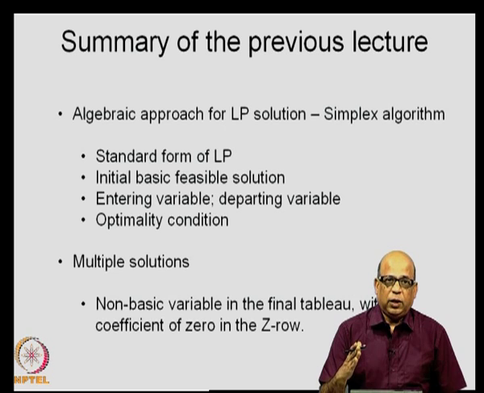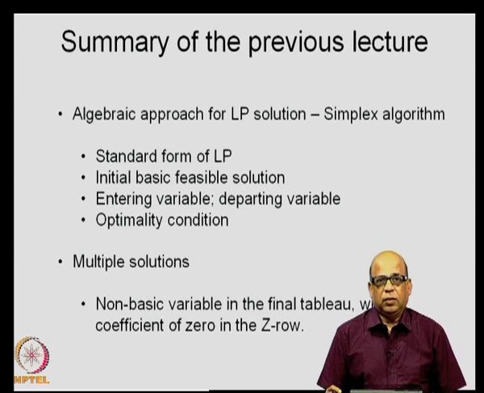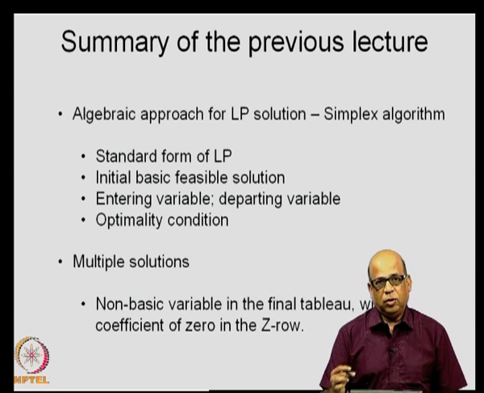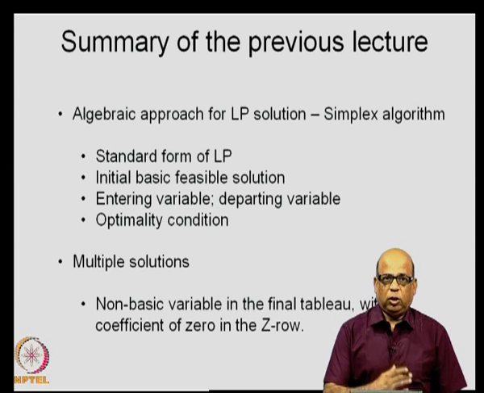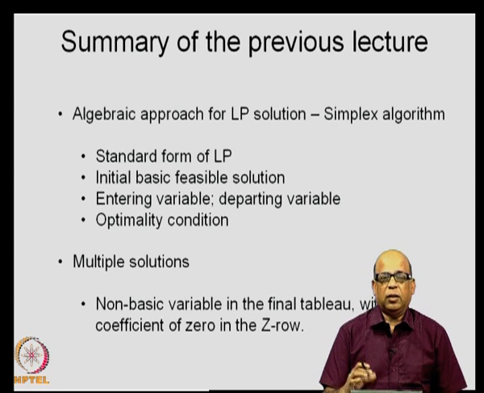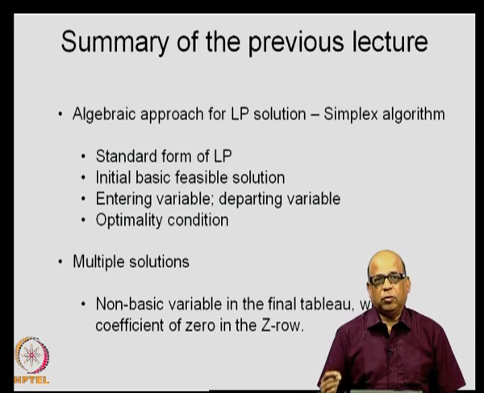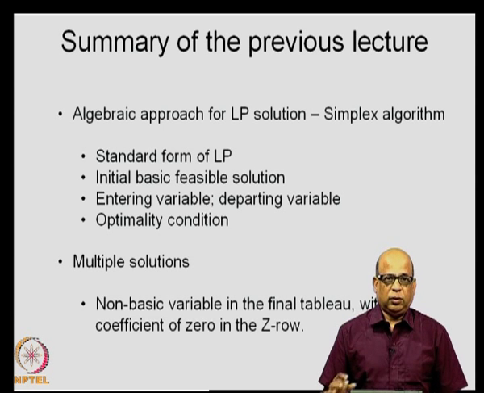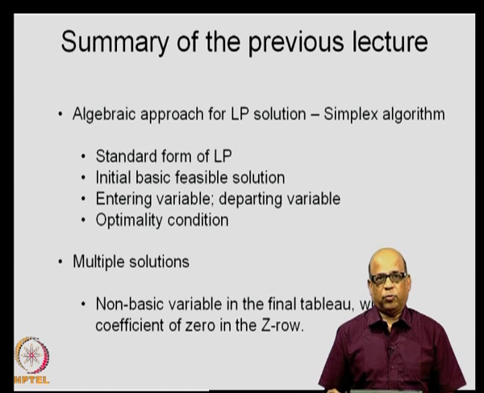Let us say that one of the currently non-basic variables has a coefficient of 0 there. It means that that variable can be brought into the basis. It was a non-basic variable, but it has a 0 coefficient in the 0th row or the z row, and that can be brought into the basis without changing the solution, which means you get another alternate optimal solution. So there are multiple solutions possible, and if you have two solutions, there are an infinite number of solutions.